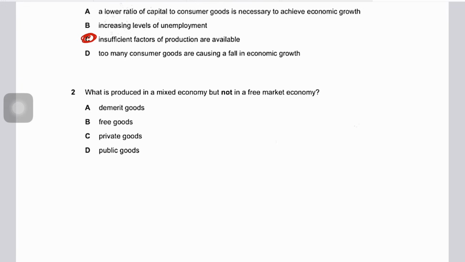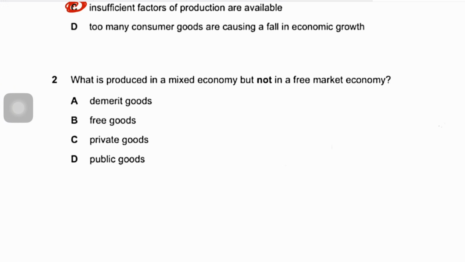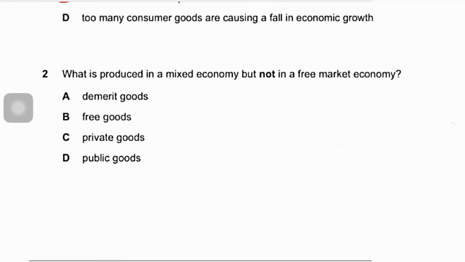Question number 2 says what is produced in a mixed economy but not in a free market economy. It's an easy question, and so we know that public goods will not be provided in a free market because it is not profitable for private firms to do so, right? And in a mixed economy, the government usually steps in to provide these goods to ensure that they are available to everyone, and hence your option D should be the correct answer.